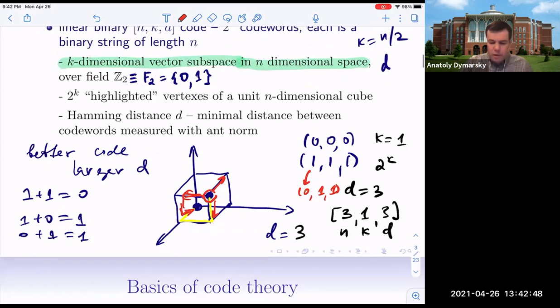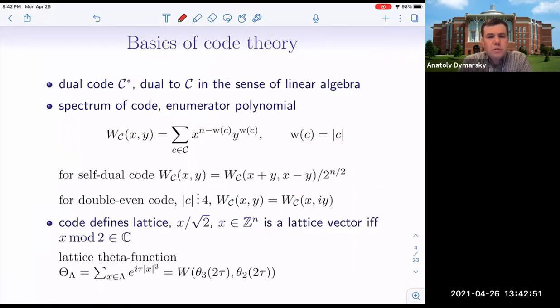Good. So let me give you basics of code theory. Since codes form a vector space, you can define a dual code, which is simple. For us, this will be an important notion, a dual code. Second thing, if you have a code word, the distance between that code word and zero is called the Hamming weight, or in terms of algebra, this is simply c squared, simply the number of ones in this binary string.